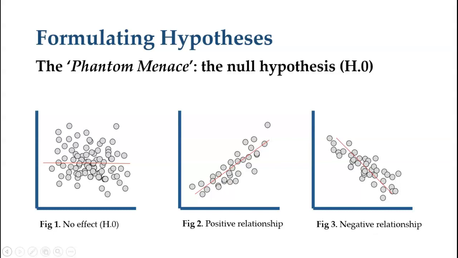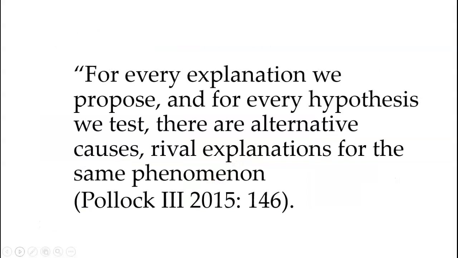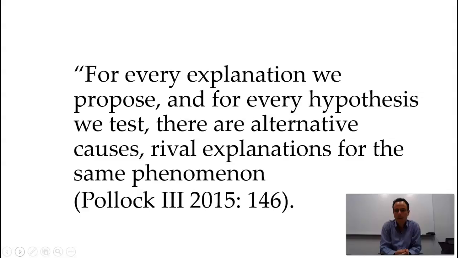The next step is the what else questions. What else can explain my dependent variable or my outcome variable? Because as Pollock also says, for every explanation we propose and for every hypothesis we test, there are alternative causes or rival explanations for this phenomenon, right? And reality is very complex. So for anything we want to explain, there are probably many different factors that can also affect that phenomenon, right?